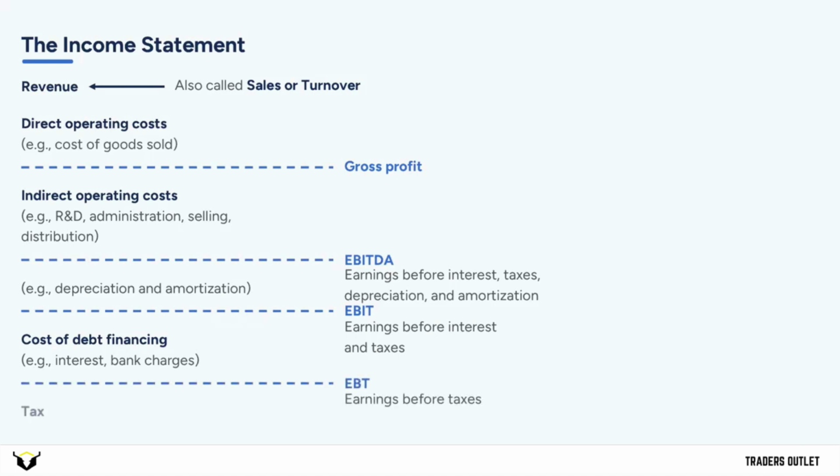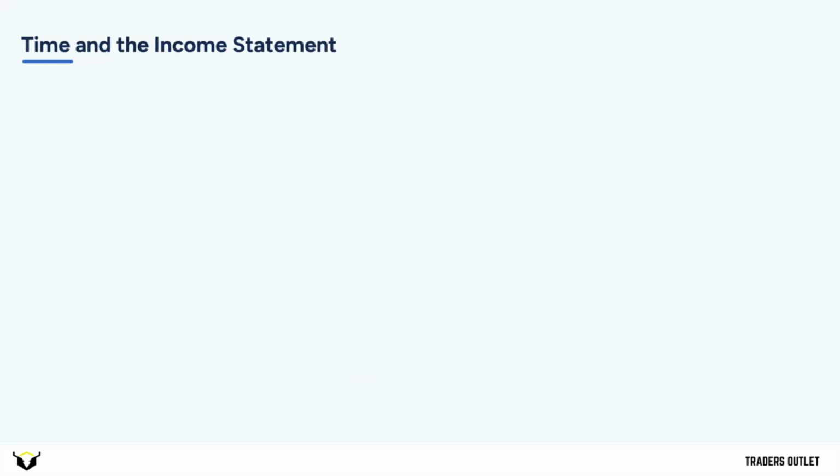Below that, we deduct taxes and we finally arrive at net income, also referred to commonly as the bottom line. Net income can also be called net earnings or net profit. Whatever the case, this is the bottom line of the income statement, which then feeds into the retained earnings account on the balance sheet.